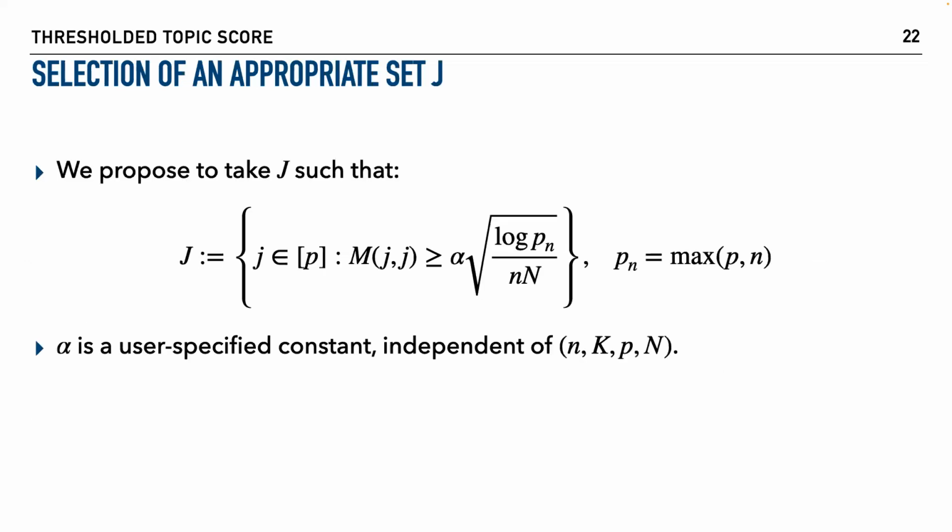So what is an appropriate set J? The idea is to select the words that have high enough frequency. MJJ here is the frequency of the word observed in the corpus, and we take this word frequency to be greater than alpha, a user-specified constant, times the square root of log P n divided by capital N. Alpha is a constant that is independent of your data regime, so of K, P, and capital N. Typically in the experiments, as we will see, we take alpha equals 0.05, and it works pretty well for us.